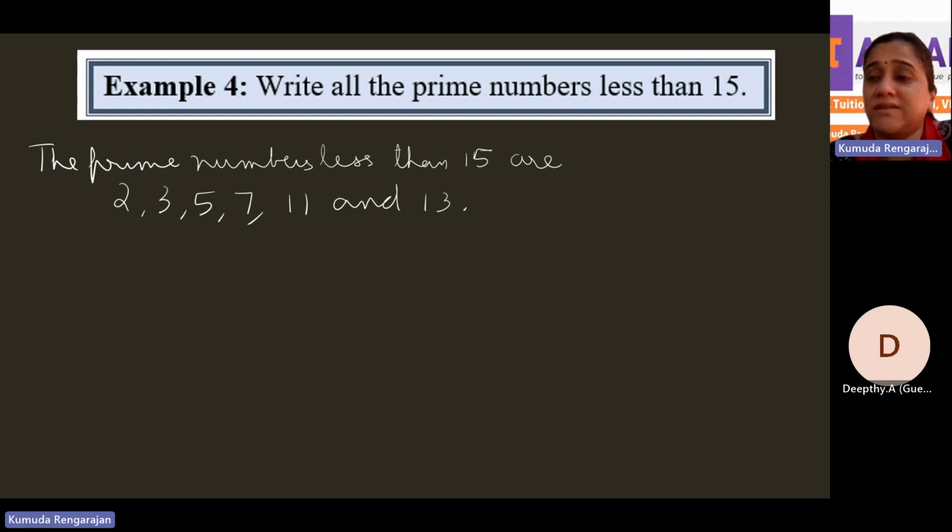The prime numbers less than 15 are. Thirteen only I've written.